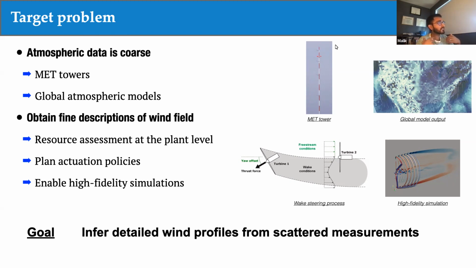For example, if you want to do resource assessment at a wind plant level and decide which wind turbine should be decommissioned, which wind turbine should be maintained, where we should put more wind turbines, you need wind information at the wind turbine level, not at the tens of kilometers scale.